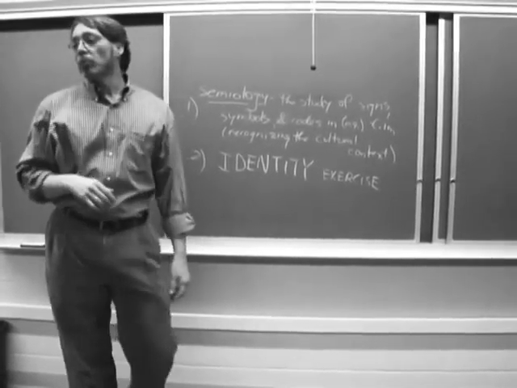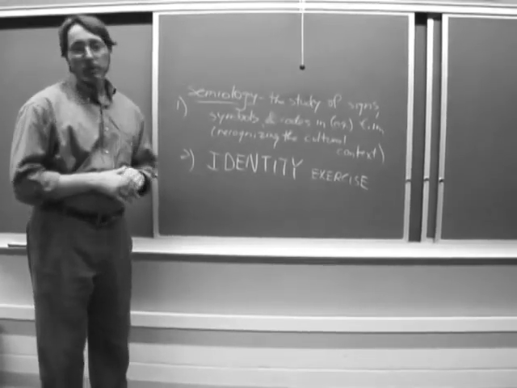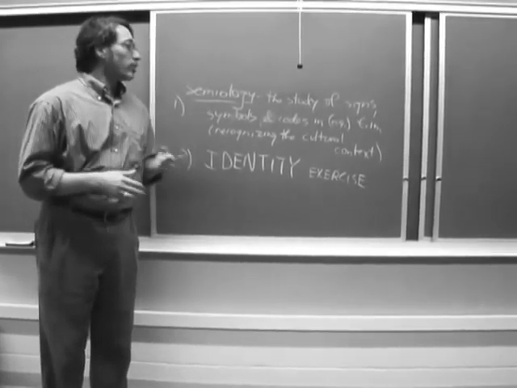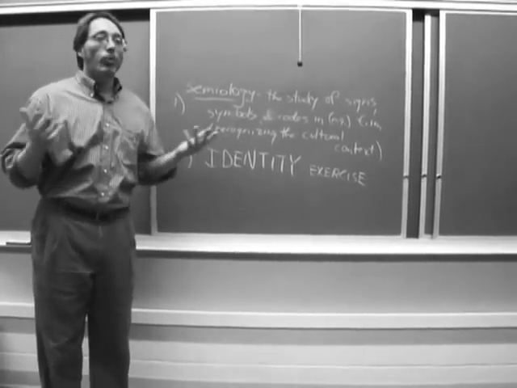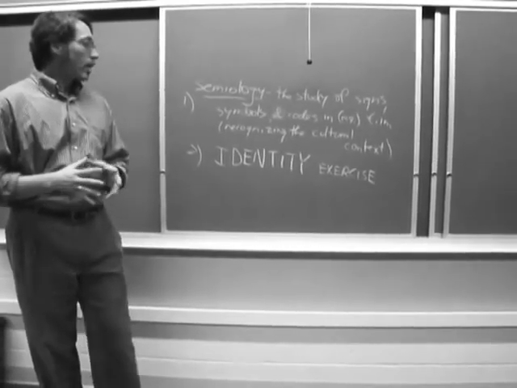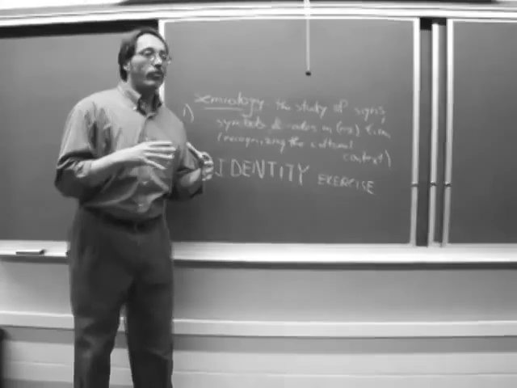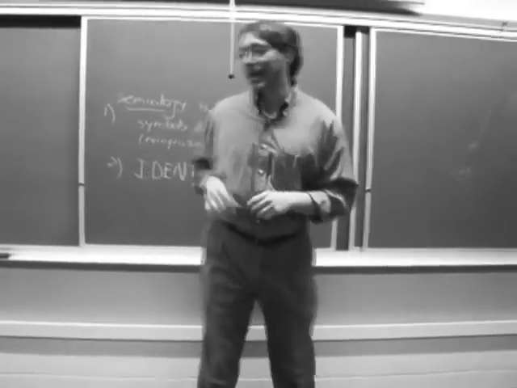Okay, class, so we're reading these books. I need to teach you an approach to criticism. It's called semiology or semiotics, and it's the study of signs, symbols, and codes in film or literature or art or whatever. And always these things have a meaning that is not separate from the cultural context that they're within.